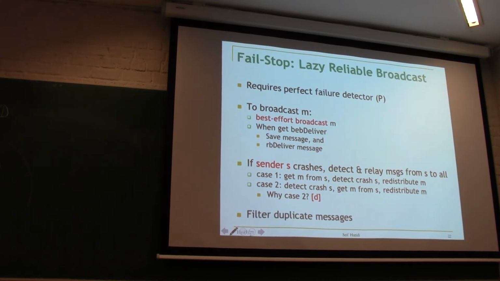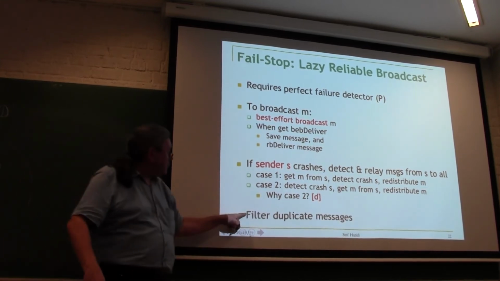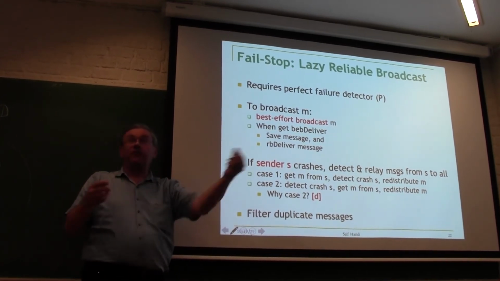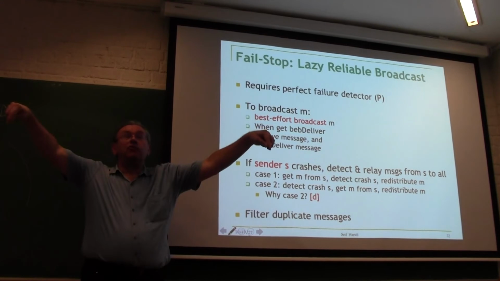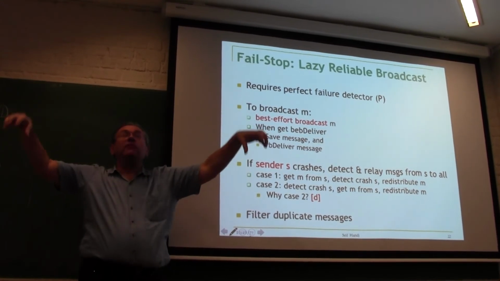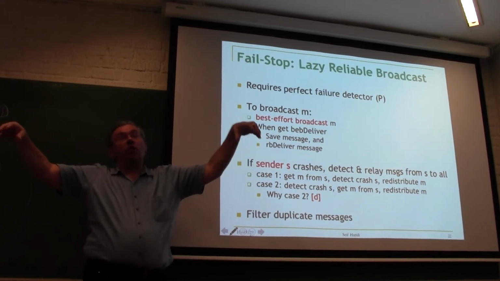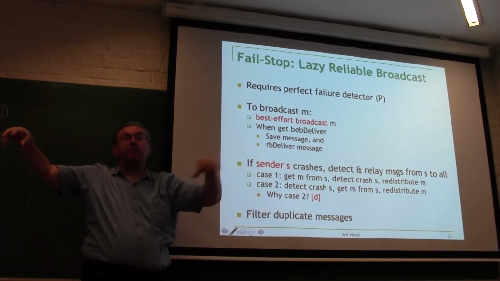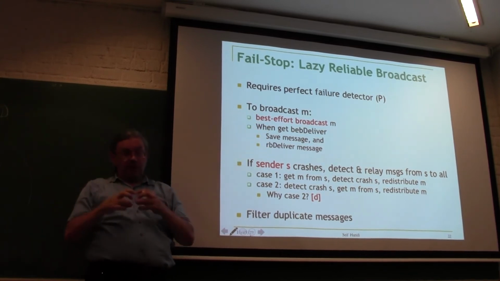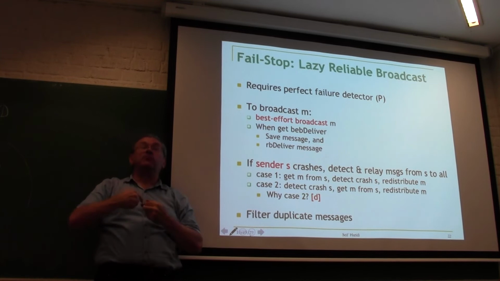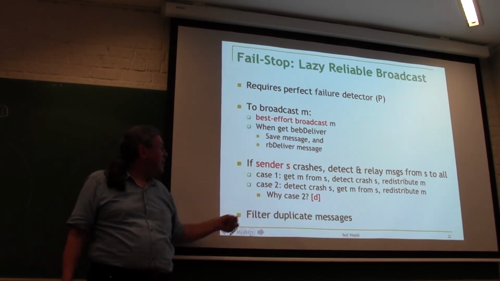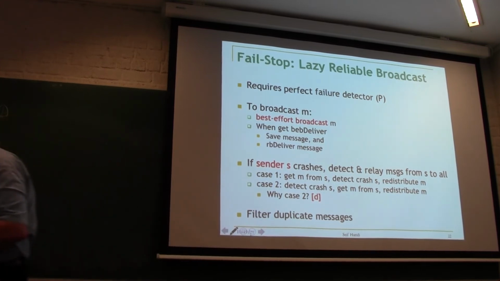We also have to filter duplicate messages. It's possible that the same message arrives more than once at a node, because there could be two other nodes detecting that the sender crashes. They both do best effort, or maybe they don't. Maybe one is very fast, it does the best effort. The other one is slow, it doesn't have to. But maybe they both do it, so this other node will get the message twice. So you have to worry about that too. Okay? So that can happen.